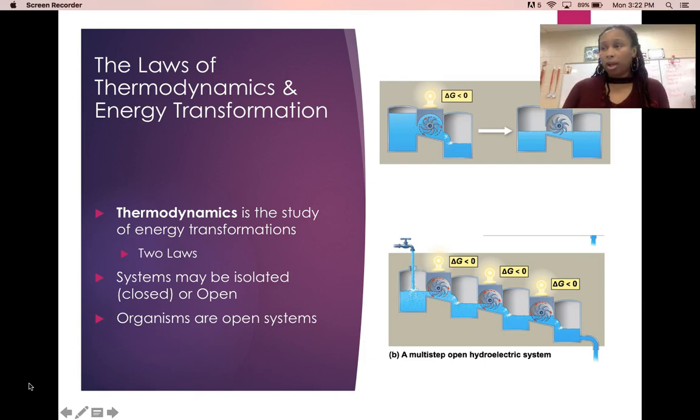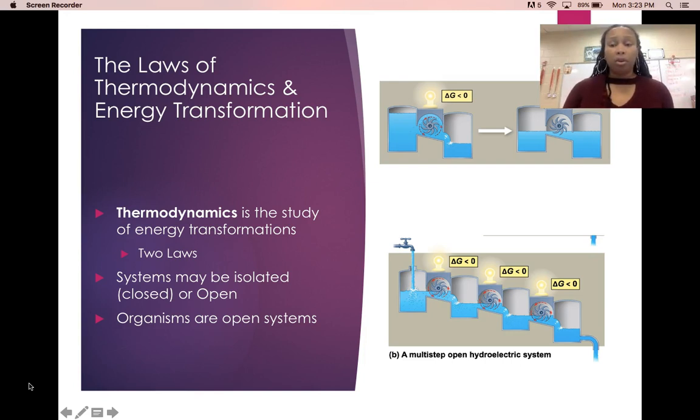Now, the laws of thermodynamics tell us there are two laws of thermodynamics, and thermodynamics is simply the study of energy transformations. The first law tells us that energy cannot be created nor destroyed. It can only be transferred or transformed. So the energy that is coming from the sun to this earth is being captured, transformed, transferred until it reaches chemical energy that can be used.